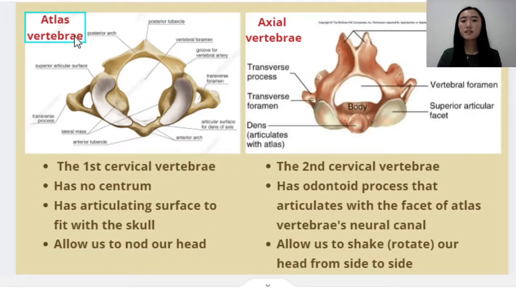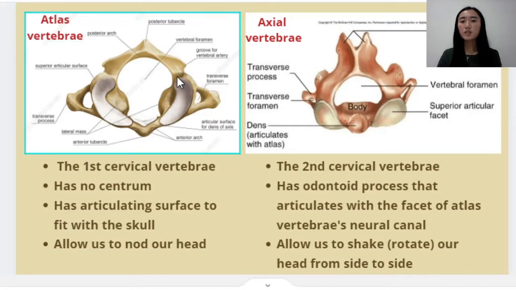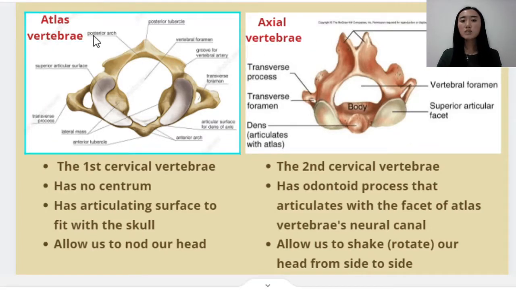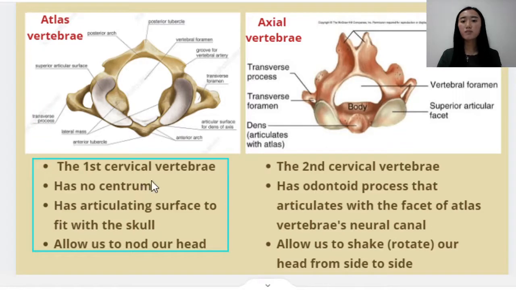There are 2 parts of cervical vertebra, which are known as the atlas vertebra and also the axis vertebra. Atlas vertebra is the first part of the cervical vertebra, and it has no centrum. However, it has an articulating surface to fit with the skull. The main function of atlas vertebra is to allow us to nod our head.